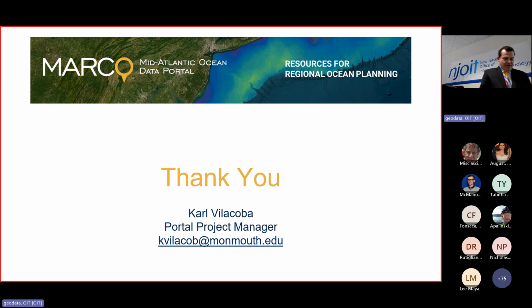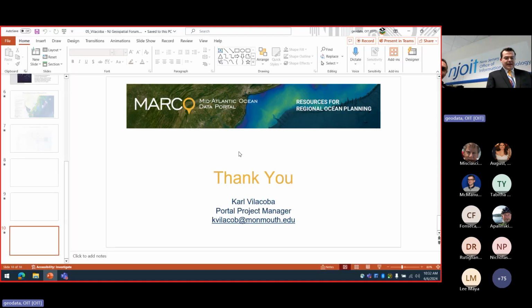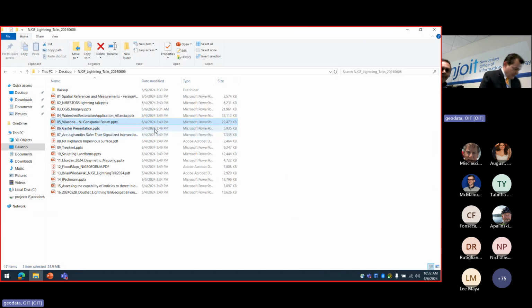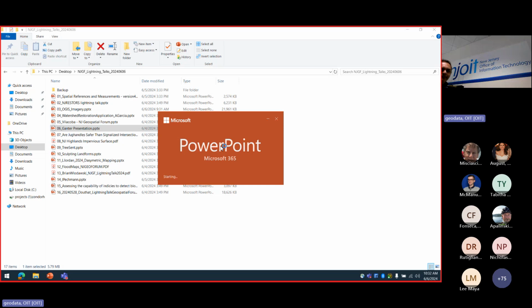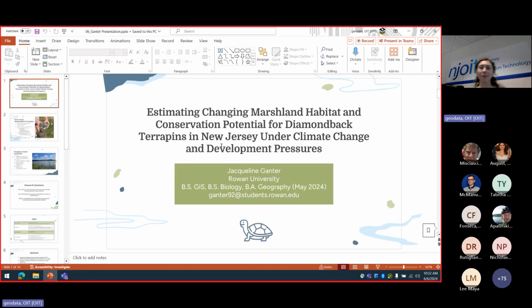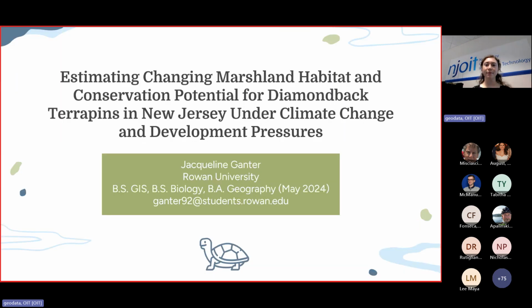Very good. Very good stuff. All right. Next up, we have Jacqueline Ganter from the Rowan undergraduate program. Jacqueline, terrific. We're estimating changing the marshland habitat and conversion potential for diamondback terrapins. Ooh, all right. Terrific. Thank you. I'll start as soon as you get up. Just a little bit. Cool.